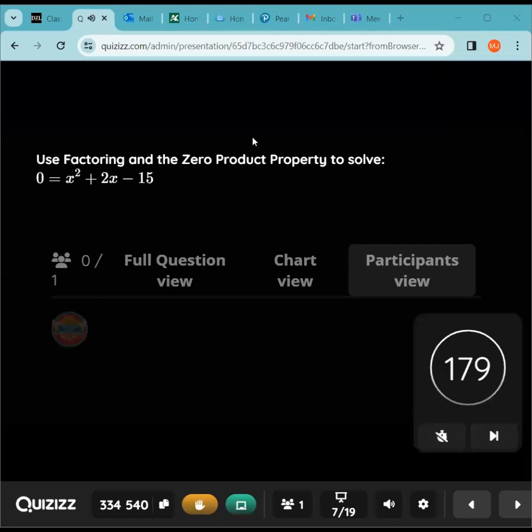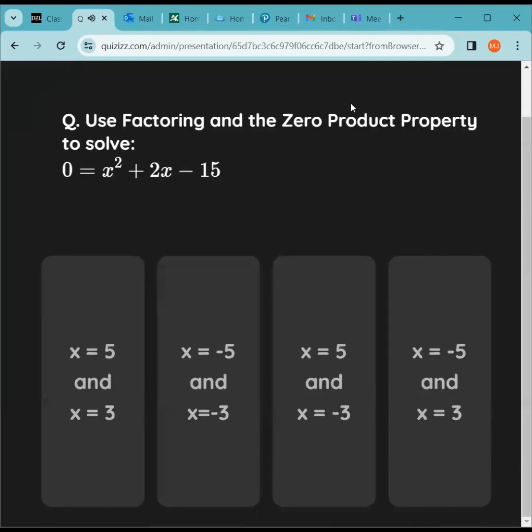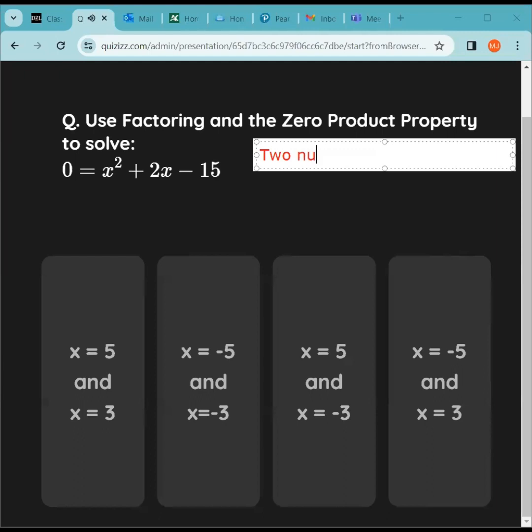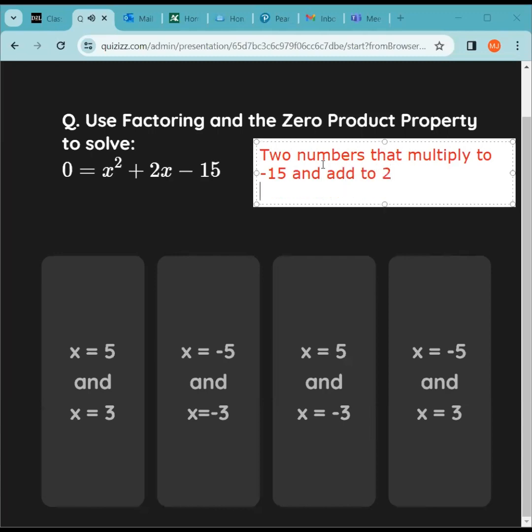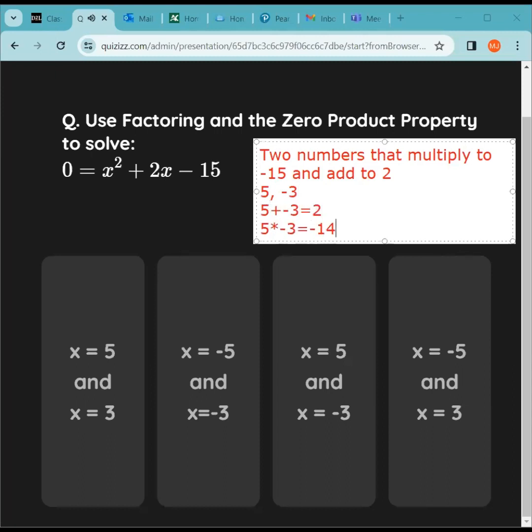So use factoring and the zero product property to solve x squared plus 2x minus 15. To do this, you would want to find two numbers that multiply to negative 15 and add to 2. So here, 5 and negative 3 would work. 5 plus negative 3 equals 2. 5 times negative 3 equals negative 15.